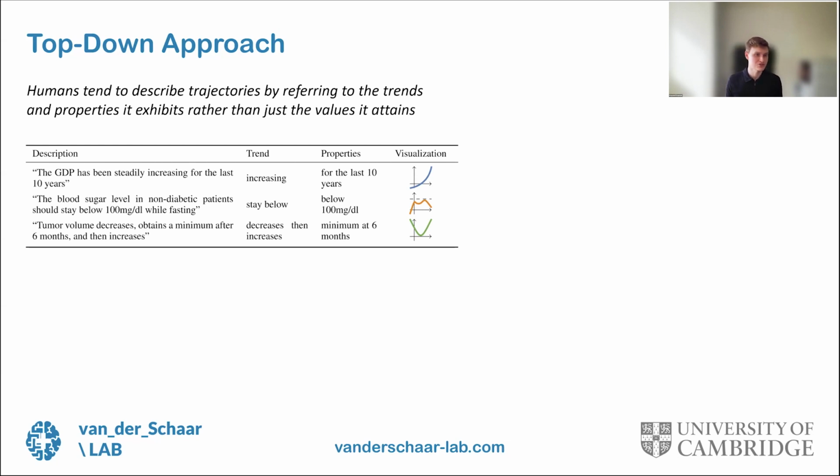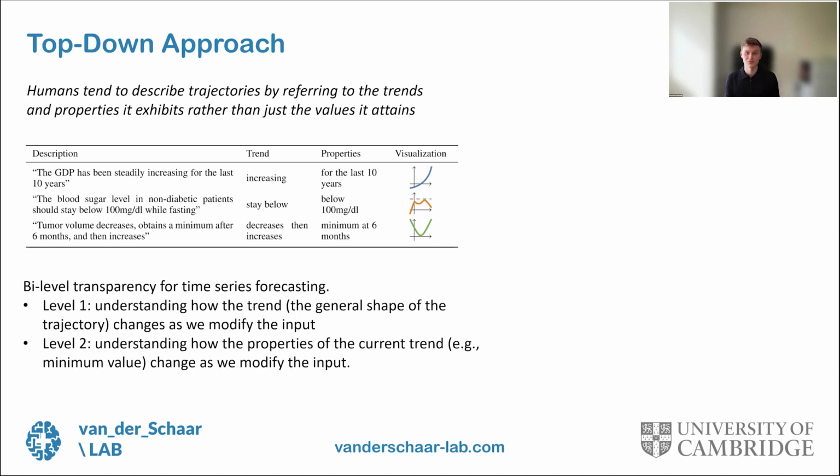Another example from the last row: the tumor volume decreases, obtains a minimum after 6 months, and then increases. So we have a description of the general trend, decreases and then increases, and we have some property of this trend, that the minimum is at 6 months. So the top-down approach to trajectory comprehension, in contrast to the bottom-up, looks first at the general trend of the trajectory and then at the properties of the particular trend. And this is how we can achieve an interpretable model.